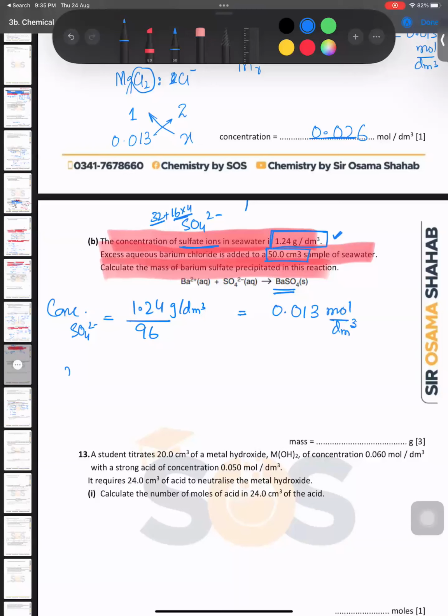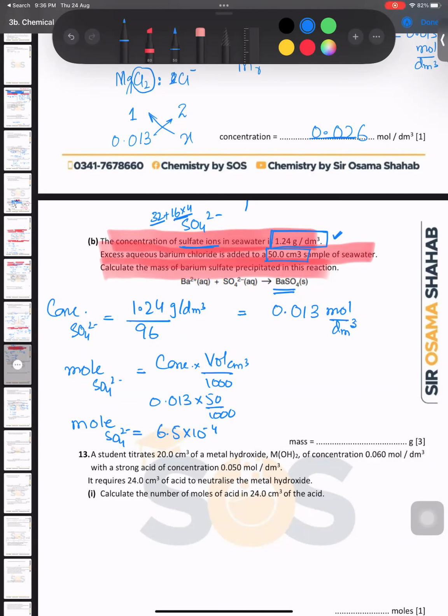We can find out the moles of sulfate now easily, SO4 2 minus. Because we have concentration, we have volume, and it is in centimeter cube, so we can divide it by 1000 as well, right? So concentration is 0.013, volume is 50 over 1000. बताइए कितने moles आए? Number of moles of sulfate: 6.5 into 10 to the power minus 4. Right, बच्चों or not? जी सर.